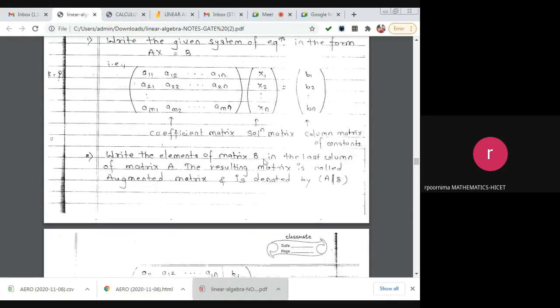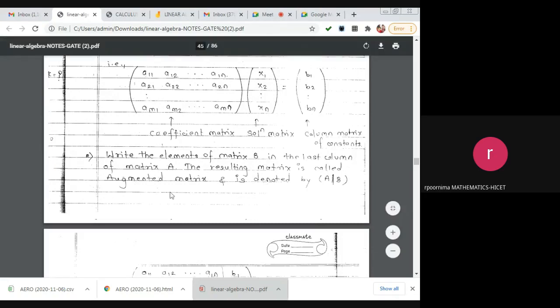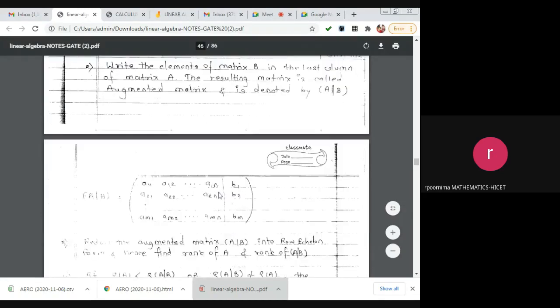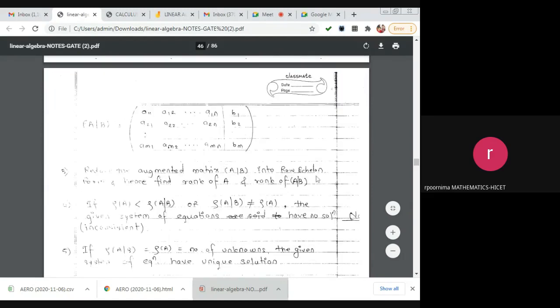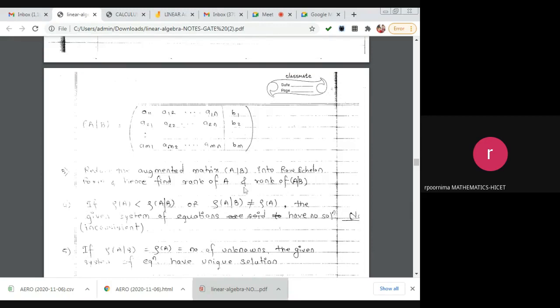Then write the elements of matrix B in the last column of matrix A. The resulting matrix is called the augmented matrix. That is AB. Okay. So after writing the augmented matrix, you just convert that into row echelon form. Hence find the rank. Okay.